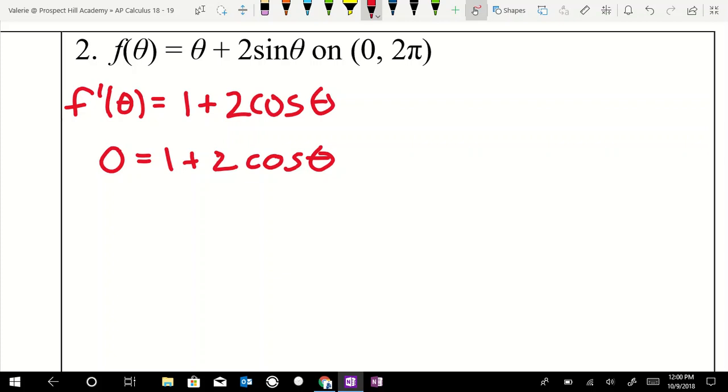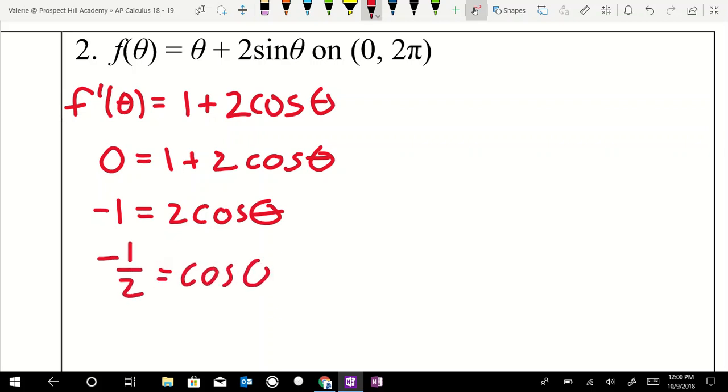Okay, now we're just going to solve for theta. So subtract 1, get negative 1 equals 2 cosine theta. So negative 1/2 equals cosine theta. And if we look at our unit circle, cosine is equal to negative 1/2 when theta equals 2 pi over 3 and 4 pi over 3.